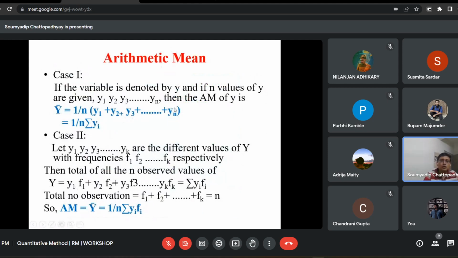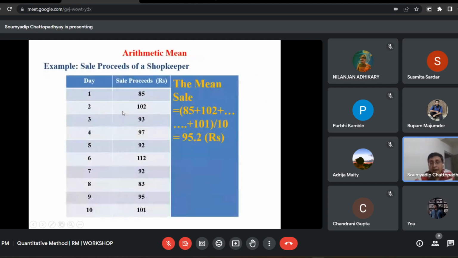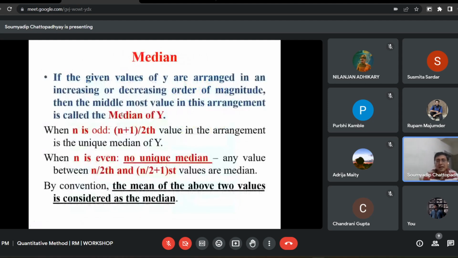Just consider this formula. Suppose out of y1, y2, y3, yn, the values y1 and y2 are extreme values, that means in statistics we call them outliers. Suppose y1 and y2 are distinctly different from the other values. If you apply this formula, there is a higher chance of the arithmetic mean being influenced by the presence of these two values y1 and y2. In those cases, the arithmetic mean is not a preferred measure for representing the central characteristics or average of that data series. So in that case, median is used.